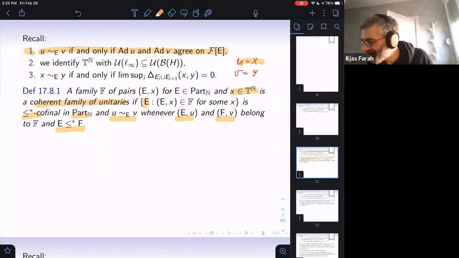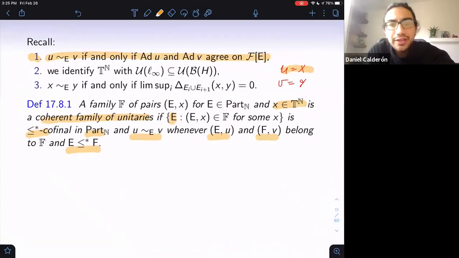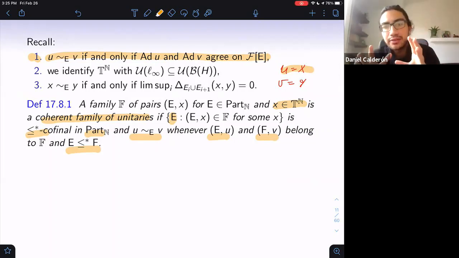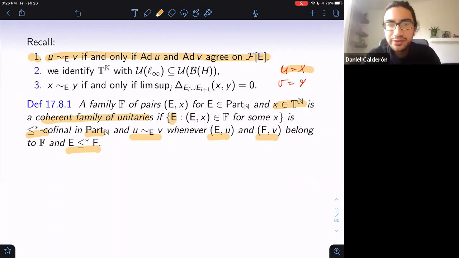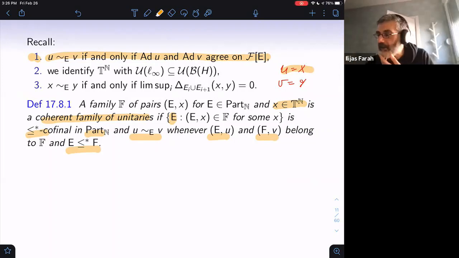Any other questions? Can I ask you a question, Ilijas? Of course. So basically the idea of these coherent unitaries is that you have a copy of part n, and you are doing these unitaries so that the automorphisms induced by them agree on a bigger and bigger subspace. Exactly. Yes. Okay, so that is the intuition of this. That is modulo one thing. It's not a copy of the entire thing. It's just a cofinal subset, but that's enough.